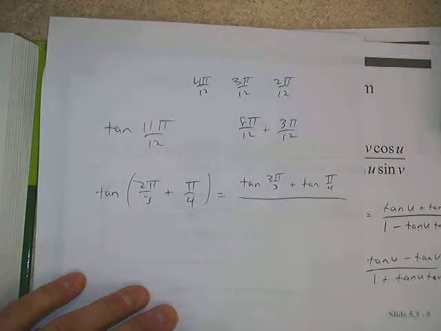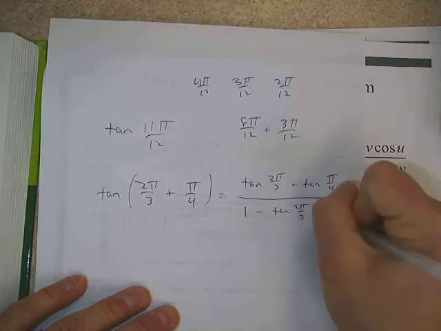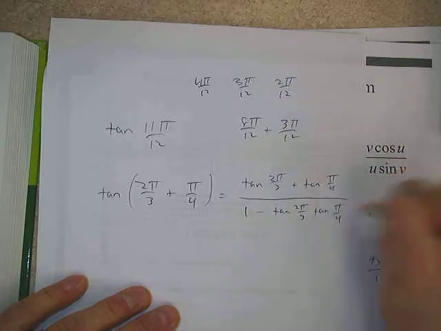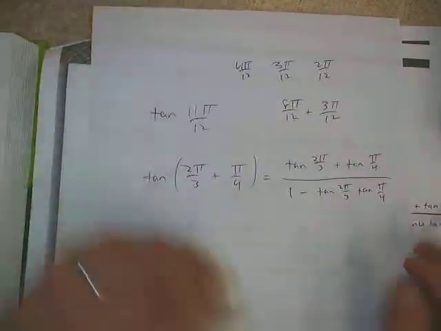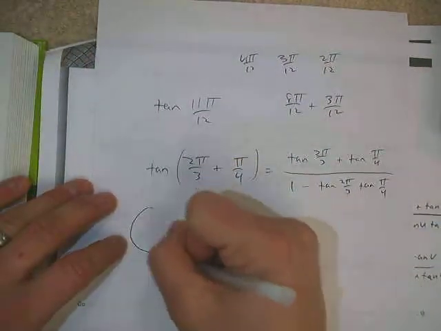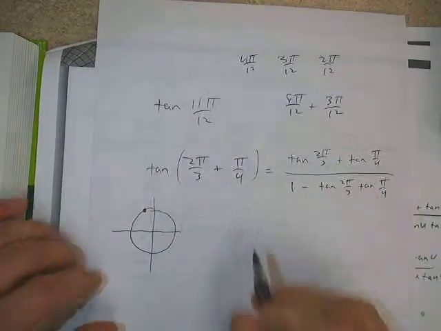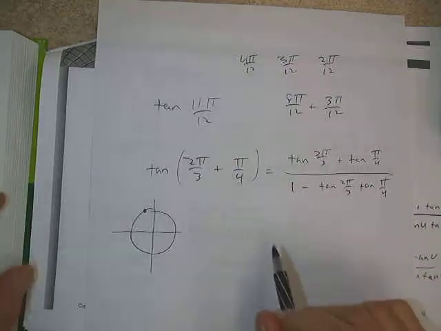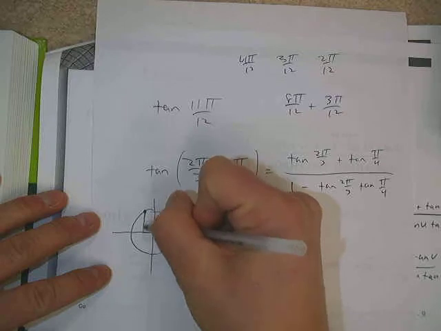So let's go ahead and calculate using our formula from the previous slide. Tangent u plus v: tangent of 2 pi over 3 plus tangent pi over 4, and on the bottom we have 1 minus tangent 2 pi over 3 tangent pi over 4. So let's go ahead and do the math on that and see what we get.